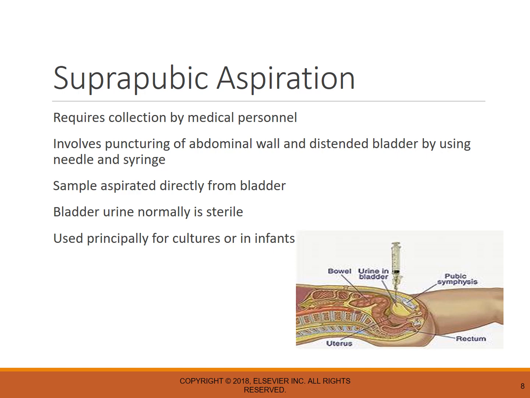A suprapubic aspiration involves collecting urine directly from the bladder by puncturing the abdominal wall and then distending the bladder using a needle and syringe. The normal sterile bladder urine is aspirated into the syringe and sent for analysis. This procedure is used principally for bacterial cultures, especially for anaerobic microbes and in infants in whom specimen contamination is unavoidable.